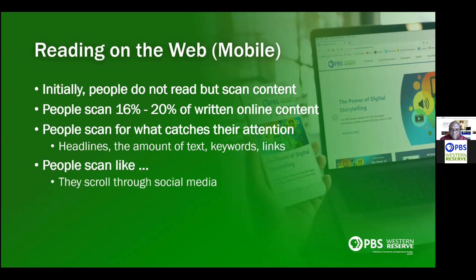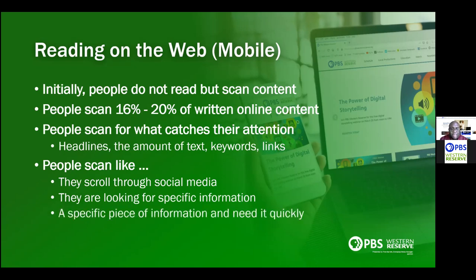People scan like this, they'll scroll through social media. When you're scrolling through Facebook, Twitter, or what have you, the way you scroll through those platforms is the way you read written online content on mobile. You're looking for specific information, the keyword, trigger words, a specific piece of information, and you need it quickly. As soon as you find it, you might say, hey, here's the point I was looking for. That point will trigger you to actually read. So you're going to scan for that trigger word. We're going to talk about that a little later.